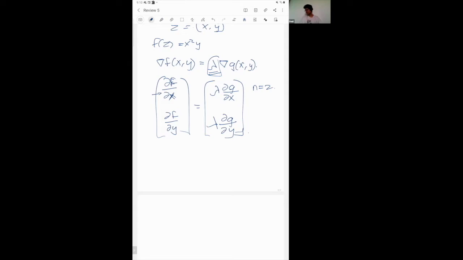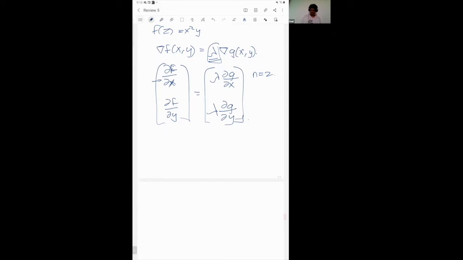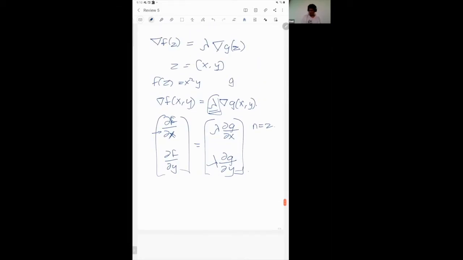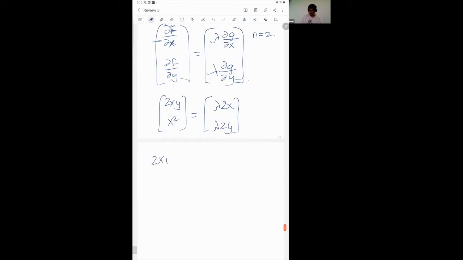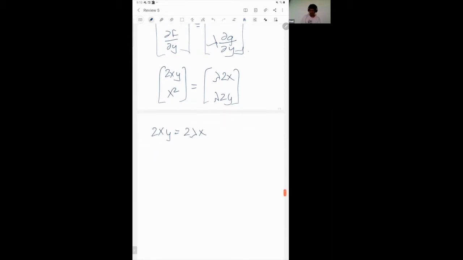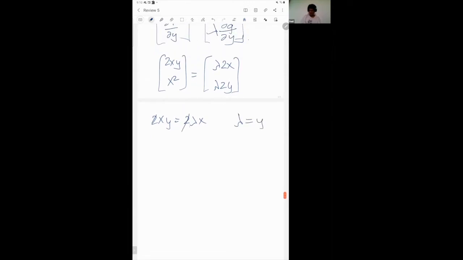I hope you understood that. So for g of x comma y equal to x square plus y square minus 1, this would just become 2x y equals lambda times 2x, and x square equals lambda times 2y. If we are trying to solve this, we know lambda is equal to y and x square is equal to 2 lambda y. So now we have these two equations, but we won't be able to solve this because there are three variables here. So my question is, what is the additional equation that we can get?